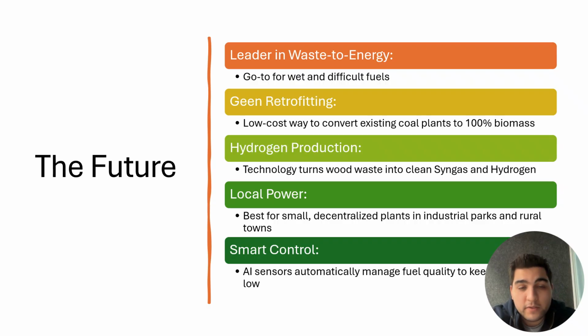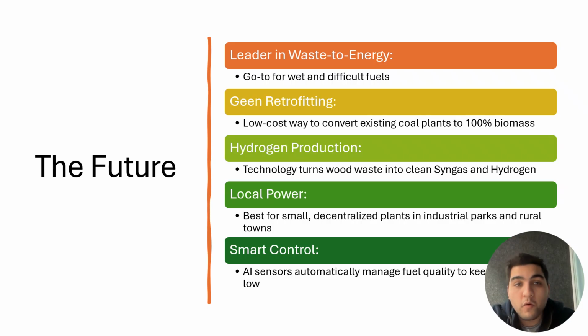Hydrogen production, which turns waste into clean syngas and hydrogen. And hydrogen is good for the future because it's clean. Although the production of it produces CO2, this is one of the greener ways to actually produce it. So it'll be useful decades from now as well.